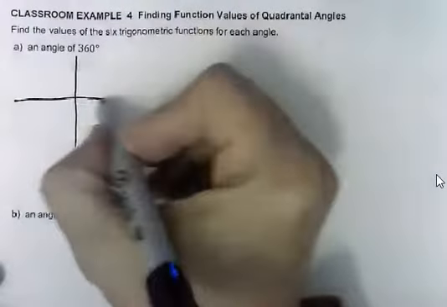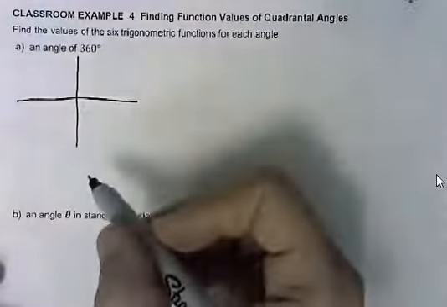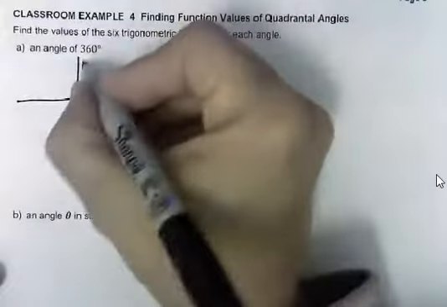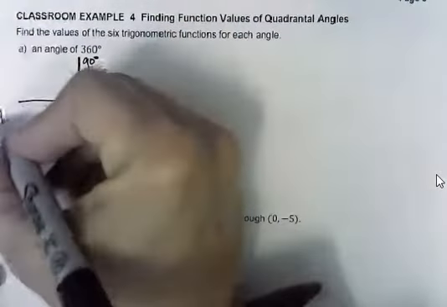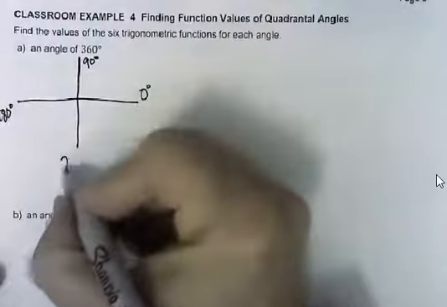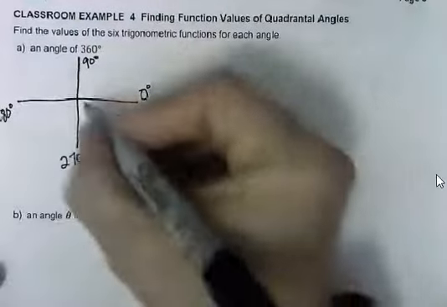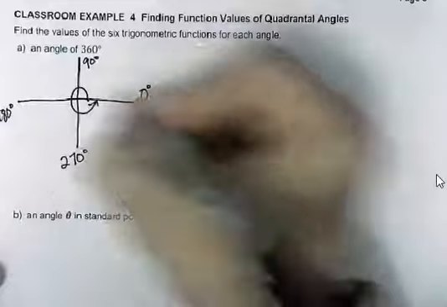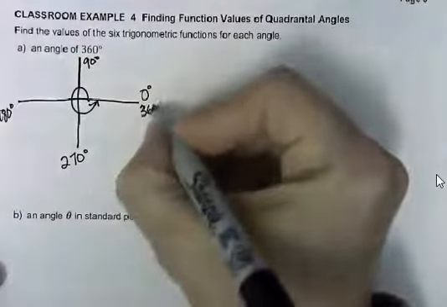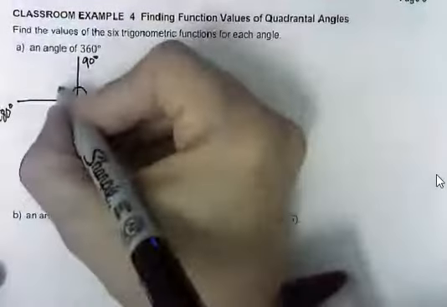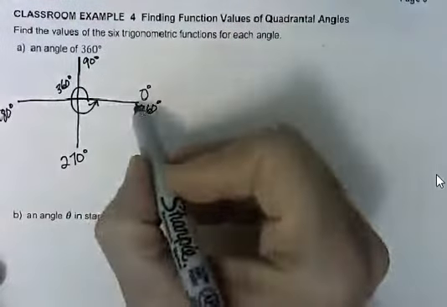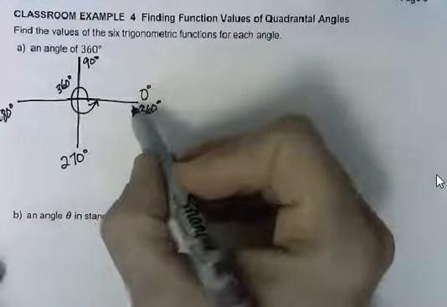And for all of these, I would really recommend that you go ahead and draw the picture. If our angle is 360 degrees, then that's going all the way around our circle and coming back here. So that means that our terminal side is the positive x-axis.